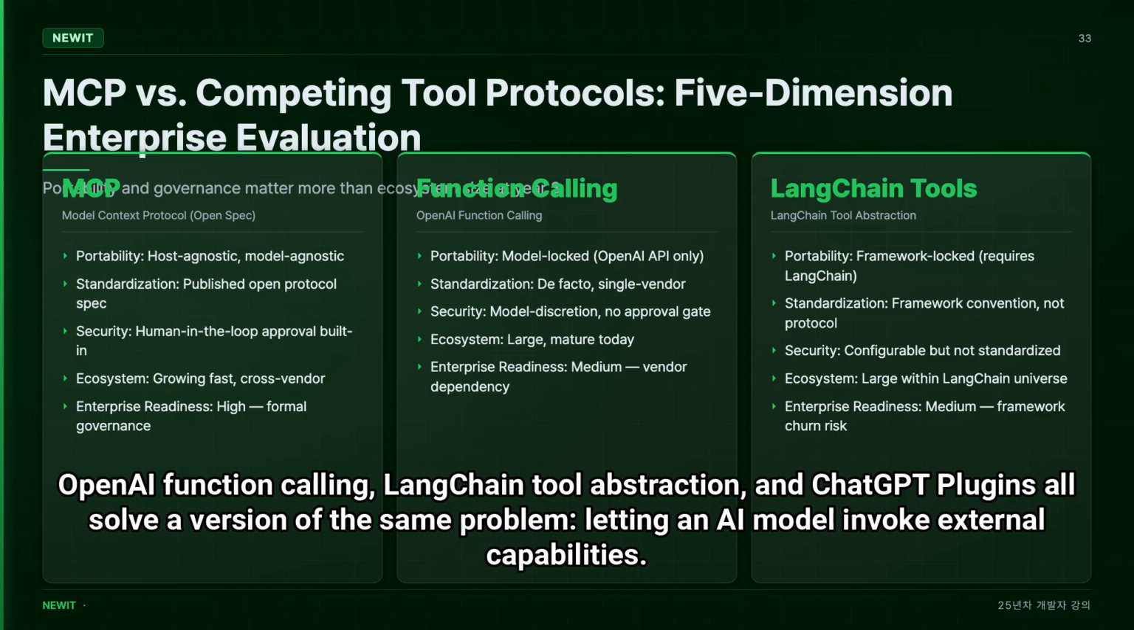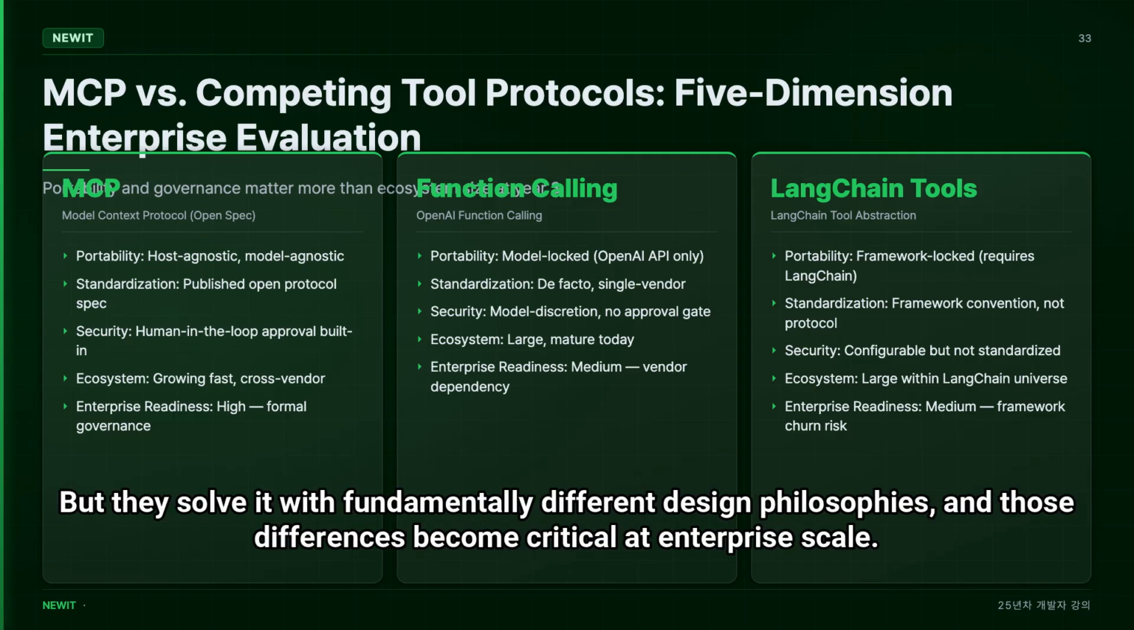OpenAI function calling, LangChain tool abstraction, and ChatGPT plugins all solve a version of the same problem, letting an AI model invoke external capabilities. But they solve it with fundamentally different design philosophies, and those differences become critical at enterprise scale.